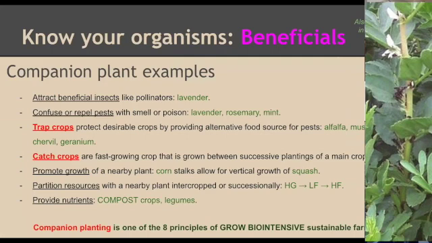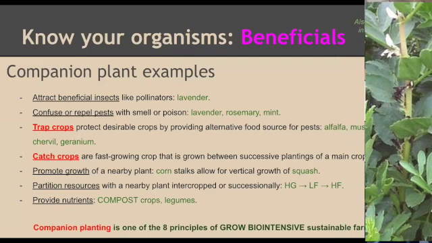Plants can be beneficial because they're attracting beneficial insects. They can repel pests with bad smells and so forth. Lavender, rosemary, mint, some examples. They can be trap crops, basically providing food for pests, and those pests eat that plant. But if you don't want to eat that plant, then fine, no big deal. The pests eat that plant and your plant is available for you to eat. That's called a trap crop.